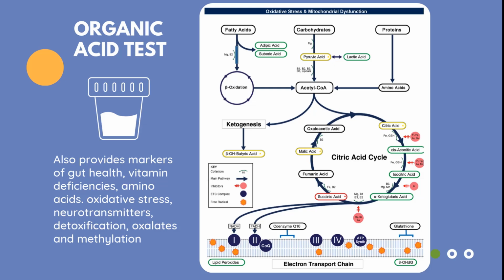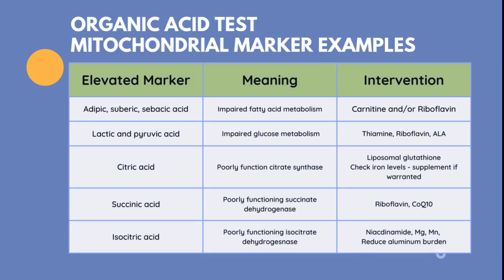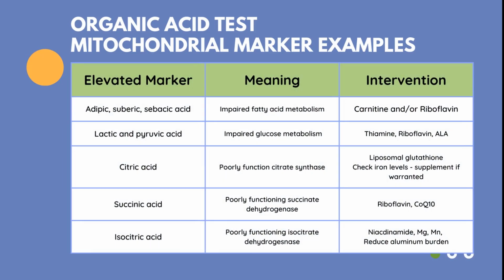A lot of these organic acid tests provide much more than just mitochondrial function. We see markers of gut health, of course, vitamin deficiencies, and sometimes amino acids, oxidative stress, neurotransmitters, detox metabolites. I can't underemphasize how helpful and important this test is. These are some examples. We'll see elevated markers of these fatty acids, suberic and sebacic acid. When they're elevated, we are not metabolizing them well. They're not being used by mitochondria efficiently, and they're spilling into the urine. That's typically a need for carnitine or riboflavin.